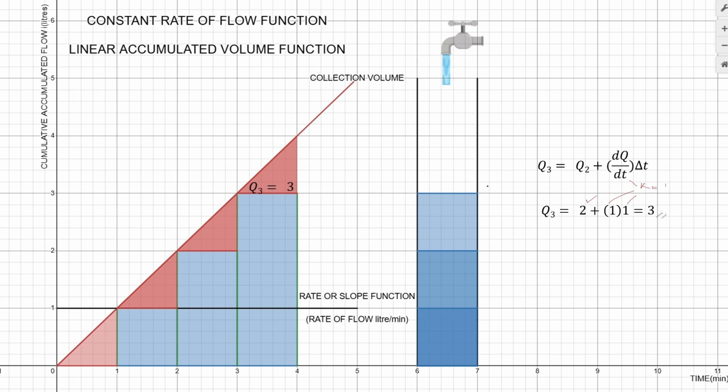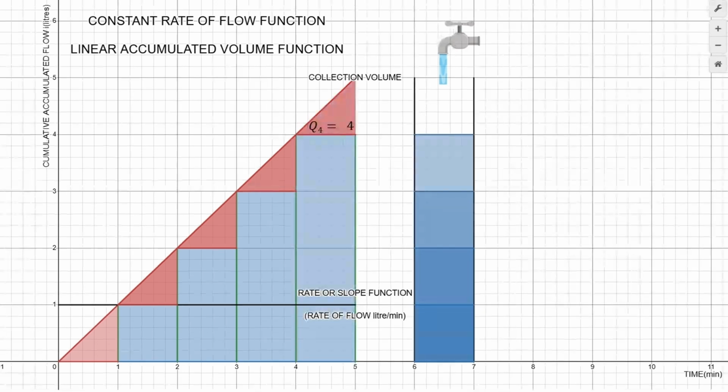So slowly we are seeing that at each time step our volume flow is going up. Next we calculate the final volume, that is Q4. Q4 is Q3 plus dq by dt times delta t. With the same procedure, dq by dt and delta t of 1, the initial value is 3, so both together we get 4. So 4 is the cumulative accumulated value.